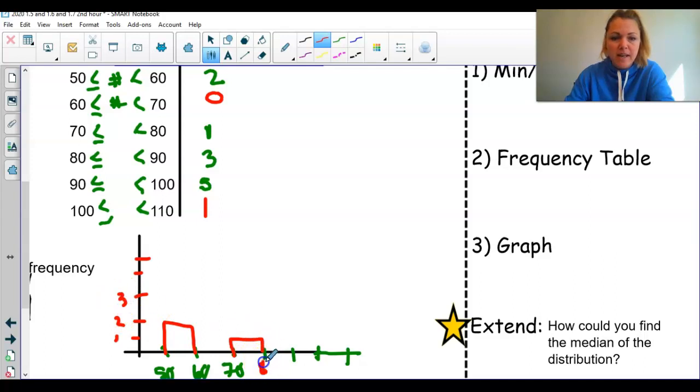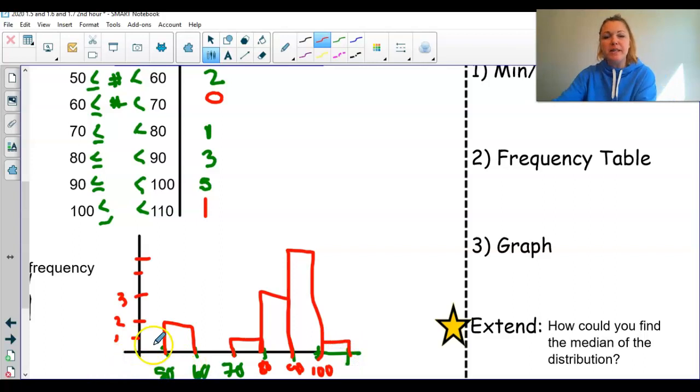Okay, there's 80, 90. So the important thing here that people can't wrap their head around sometimes is these bars do have to touch, okay? So from 80, I go up to the 3, over, down. From 90 to 100, there were 5. Up to the 5, over, and down. And then to the 1. Okay, there we go. There's our histogram for us.